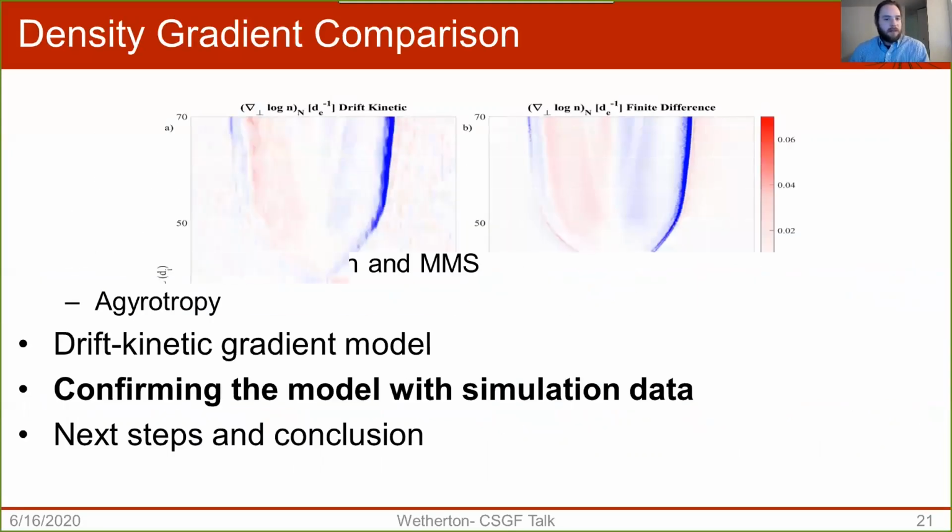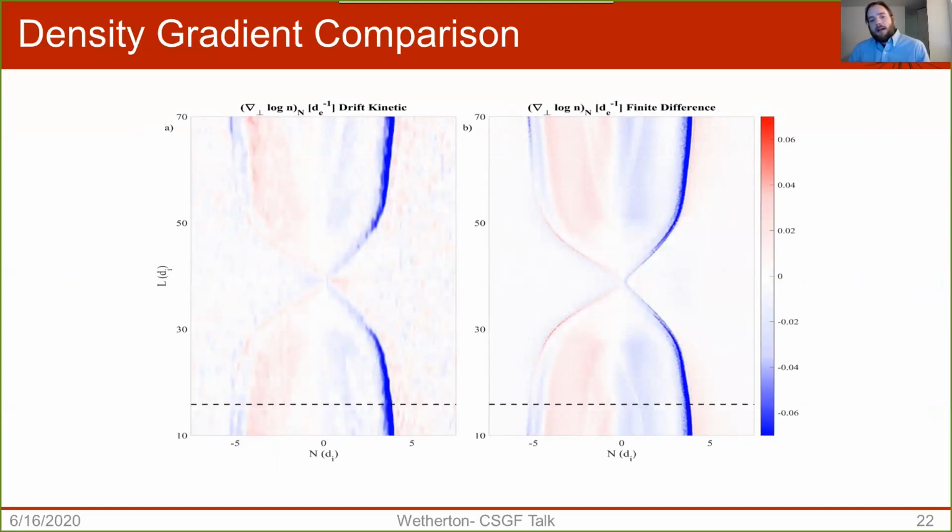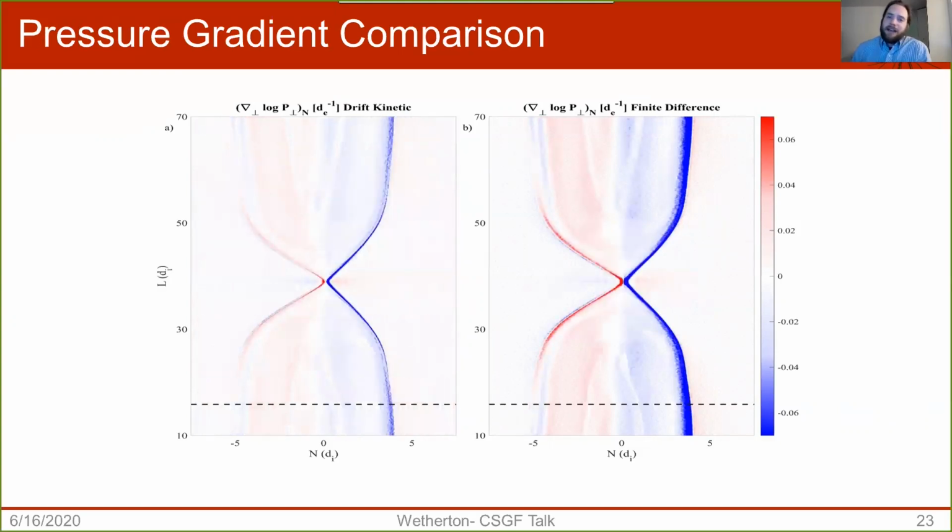So, confirming the model with the simulation data, here are a couple of plots that show what this drift-kinetic gradient method predicts the gradient is versus what the gradient actually is by the finite difference method in the simulation domain. So both of them converge to the same thing, although the drift-kinetic distribution is a little bit noisy. So that's encouraging. And a similar thing happens for the pressure gradients. So it looks like the model is working pretty well, though there may be some noise in it.